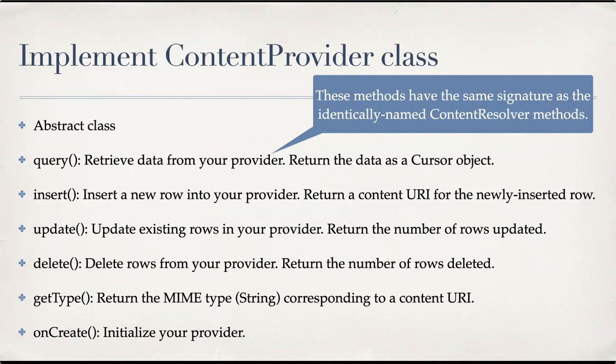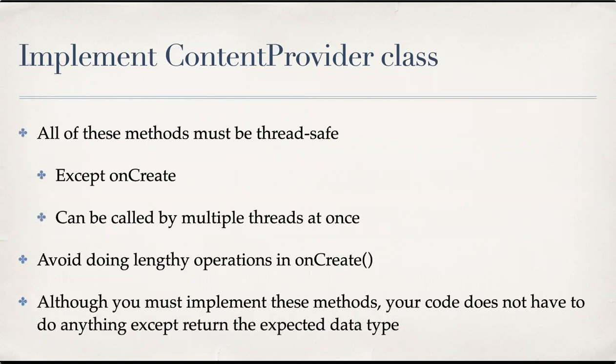On create is called immediately after it creates the provider, and the provider is not created until a content resolver object actually tries to access it. So it's not created when you install the app. It's created when someone is trying to access your app. So this point about all these methods being thread safe, except on create, is because they can be called from multiple threads.